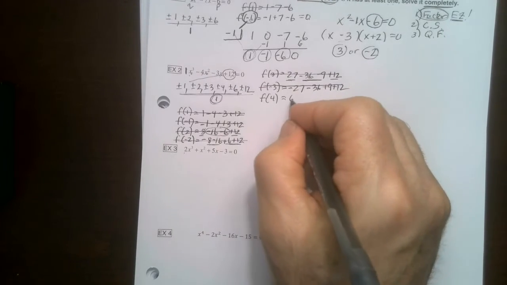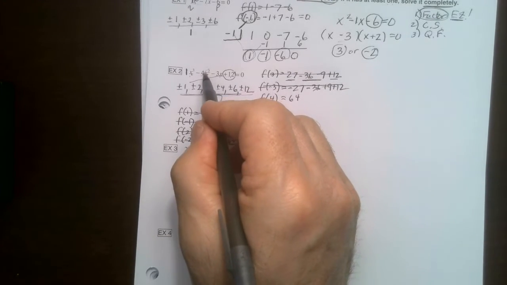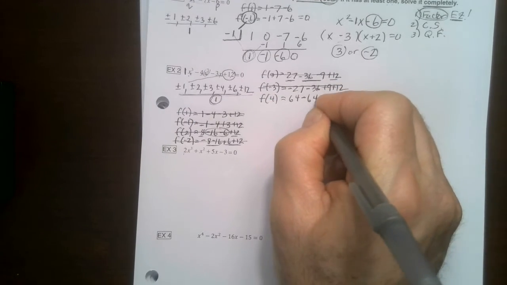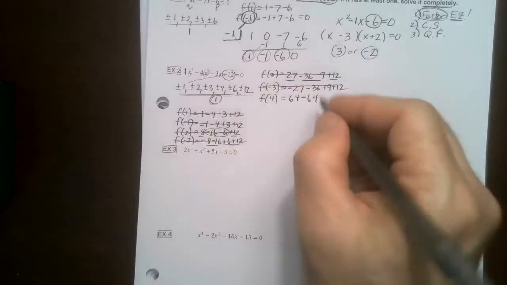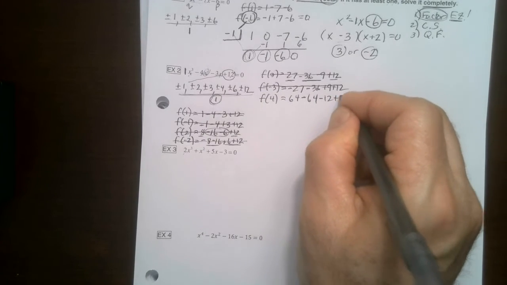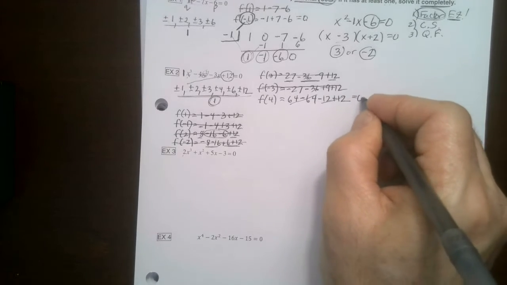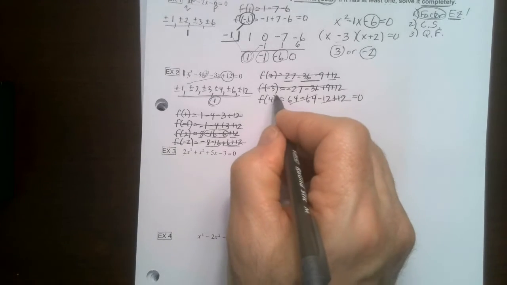4 cubed is 64. Now watch this. 4 squared is 16 times -4 is -64. Doesn't this look good? 4 times -3 is -12 plus 12. Finally, these cancel, and we finally get something that equals 0. So here's one of my answers.